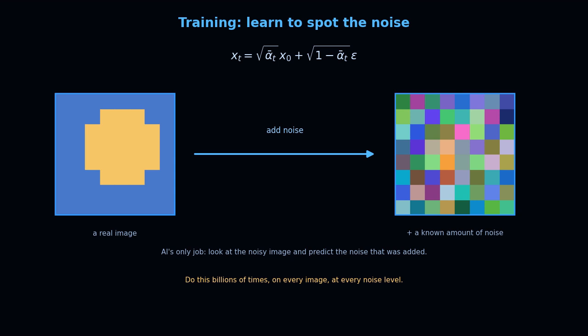How does it learn to reverse that? Take an image and add a known amount of noise. That single line of math on screen is exactly that step. Keep a shrinking slice of the real image, and mix in that much pure noise. It's really just one step of a random walk, written so you can jump straight to any noise level. Then ask the AI one question: how much noise did I just add? Repeat billions of times, at every level. So its whole education is just guessing the noise? Once it can spot the noise in anything, it can also remove it.